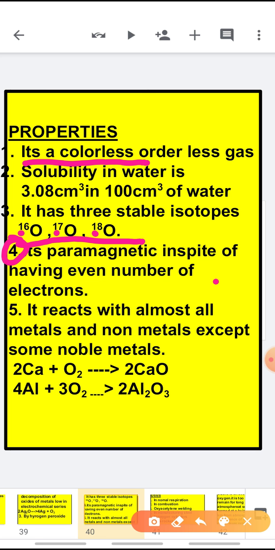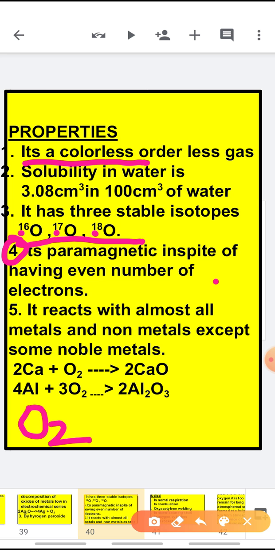the molecular orbital theory. If you write the molecular orbital configuration of O2, you all will get to know that it has two unpaired electrons in the anti-bonding pi star orbital. It has two unpaired electrons in the pi star anti-bonding orbital, so it is paramagnetic. It should be diamagnetic because it has an even number of electrons, but it is paramagnetic due to the presence of unpaired electrons in the anti-bonding pi star orbital.